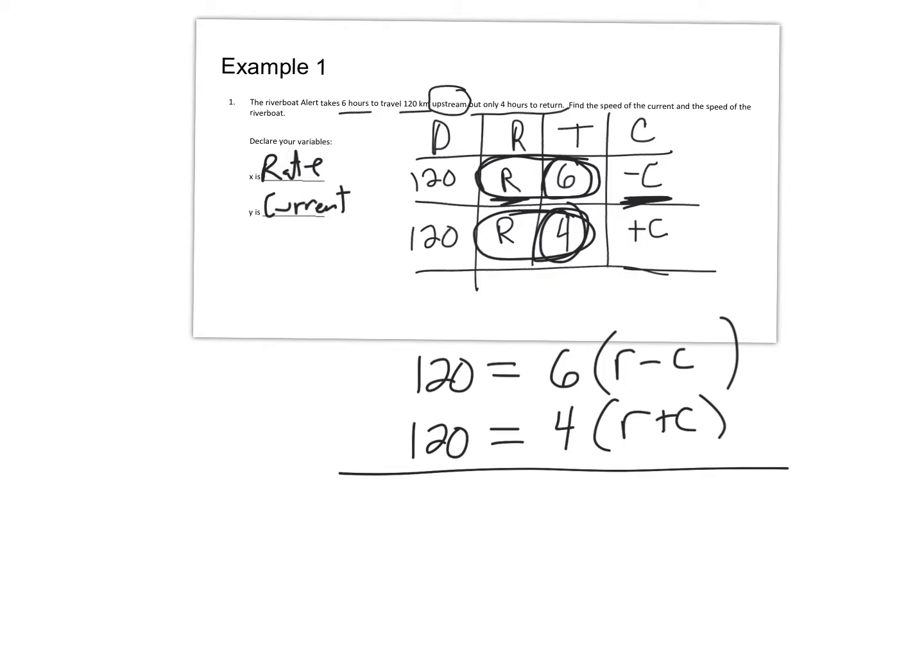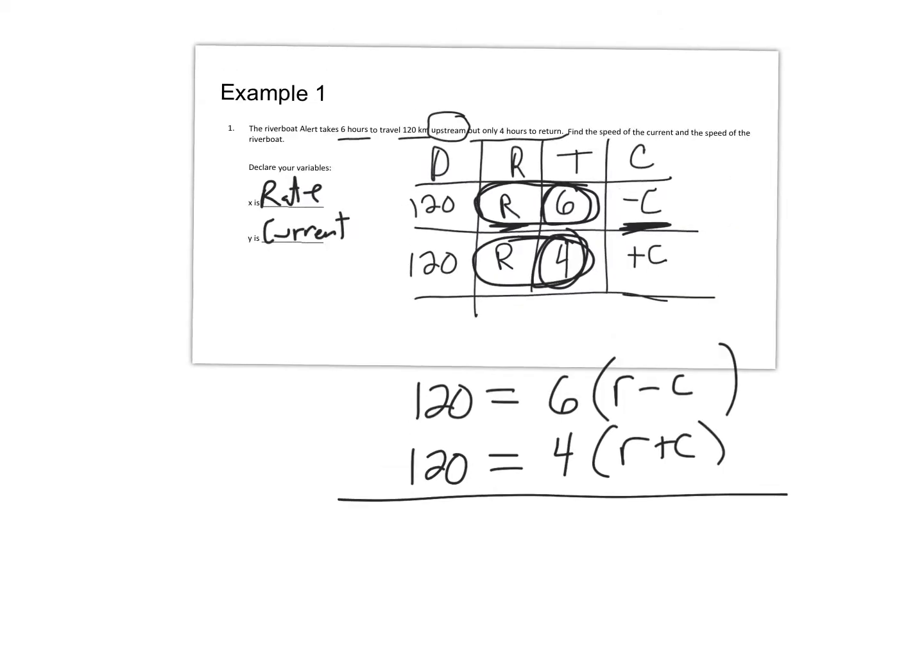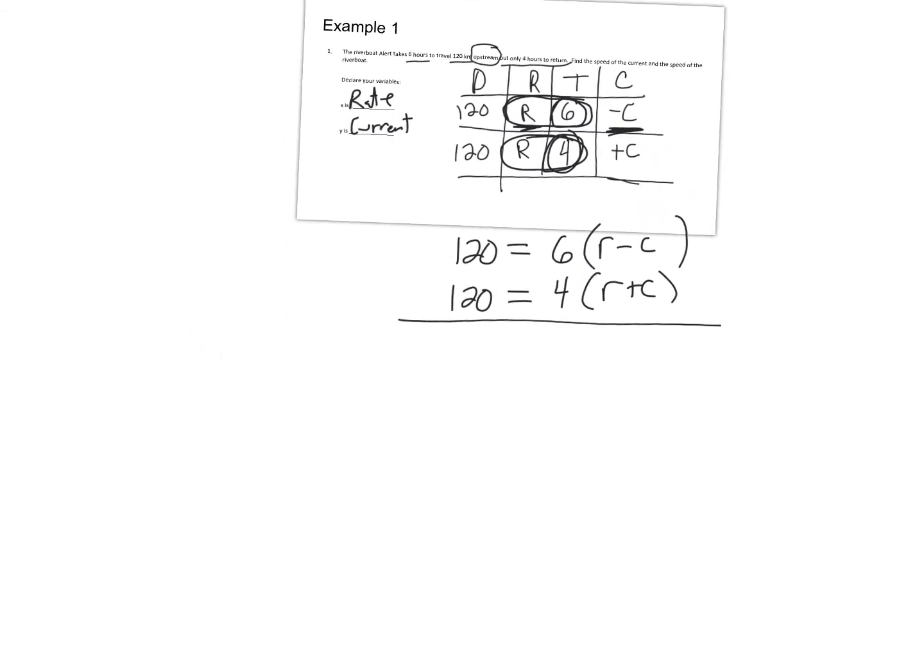Now, we could distribute the 6s and the 4s and do all that, but there's an easier way, and it's this. Notice how my C's here look ready to go if I could add down. The problem is the 6 and the 4 on the outside. So I'm going to get rid of them instead of distribute them. I'm going to divide this one by 6 and this one by 4. So I'm going to get 20 is equal to R minus C. And then I'm going to get 30 is equal to R plus C.